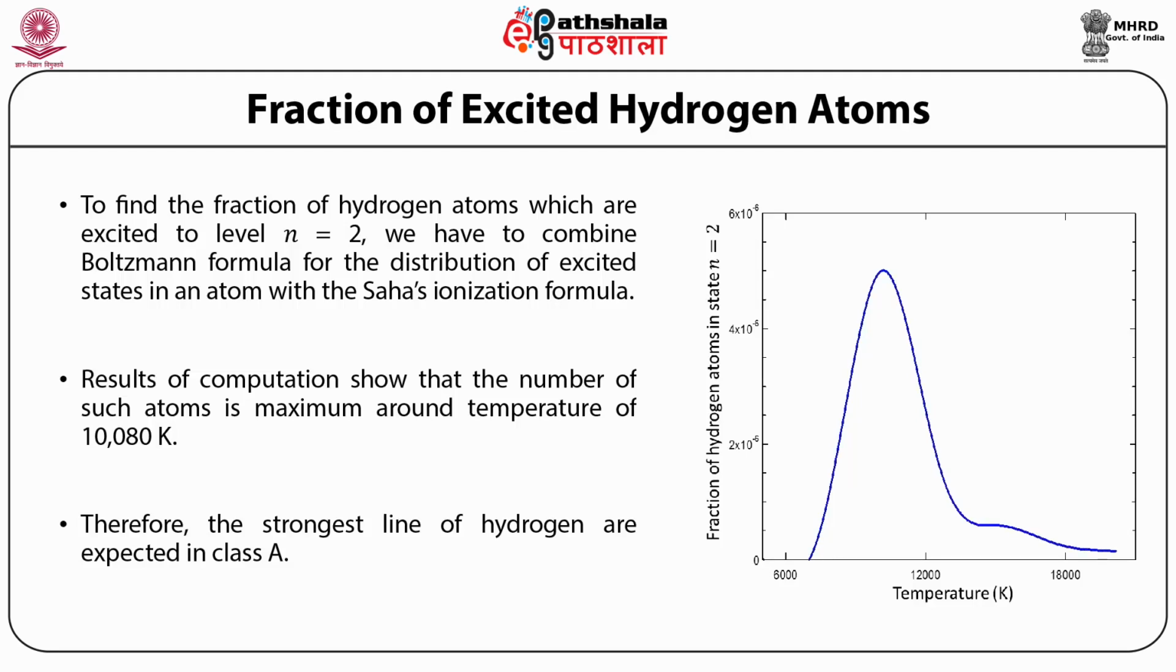So in this figure, the excitation of hydrogen to state n equal to 2 is maximum at a temperature around 10,000 Kelvin, and the strength of the Balmer lines is therefore maximum in spectral class A.